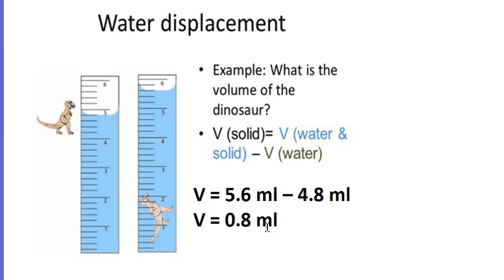Now I should have made the correction on here. 0.8 milliliters is the volume of the water displaced, but I should convert that to 0.8 centimeters cubed because we're talking about the volume of the dinosaur, which is a solid. So 0.8 milliliters of water was pushed out of the way, but the volume of this plastic dinosaur, which is a solid, should be reported as 0.8 centimeters cubed.